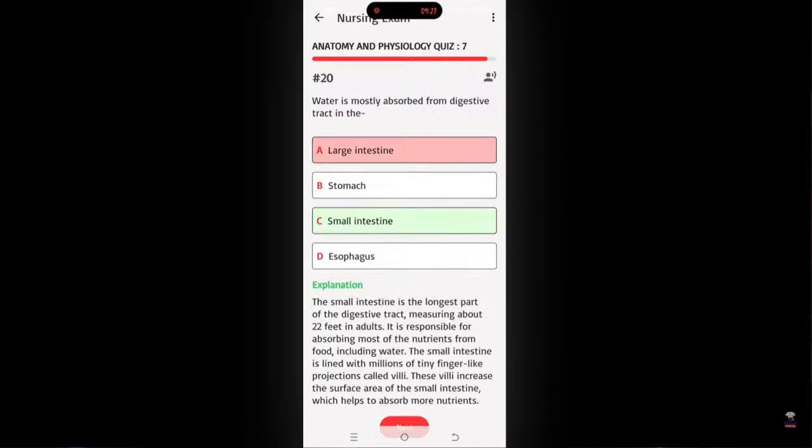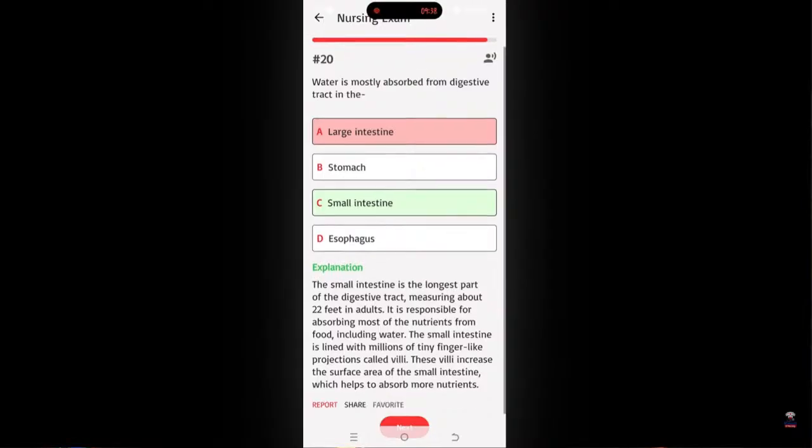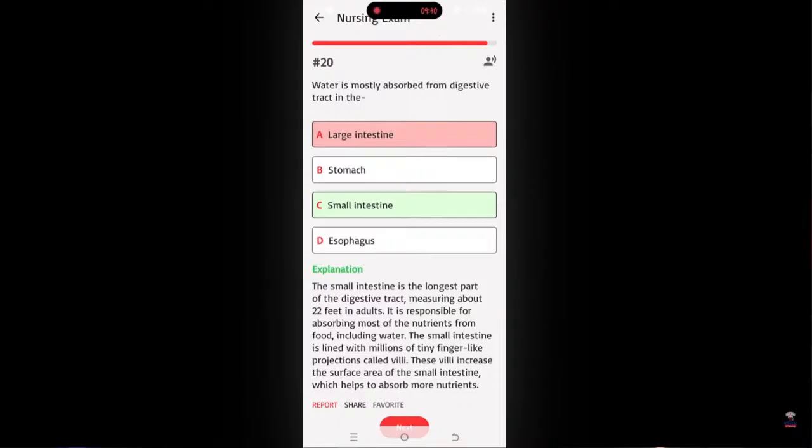Correct answer is C. The small intestine is the longest part of the digestive tract, measuring about 22 feet in adults. It is responsible for absorbing most of the nutrients from food, including water. The small intestine is lined with millions of tiny finger-like projections called villi. These villi increase the surface area of the small intestine, which helps to absorb more nutrients.